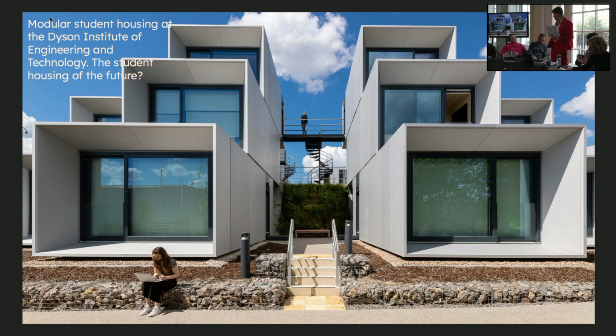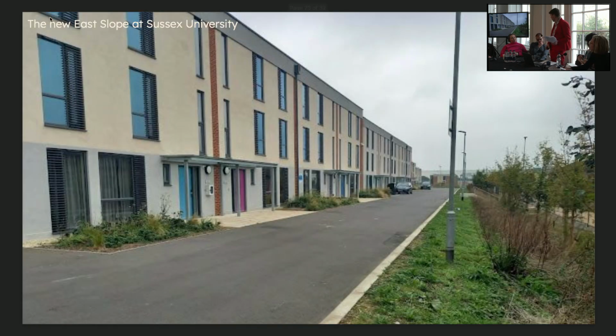But most modern student housing in the UK or in England looks something more like this. And this is part of the new East Slope development at the University of Sussex.